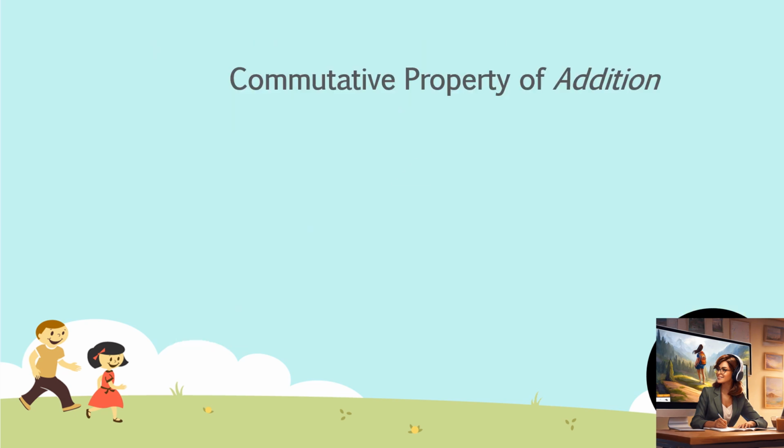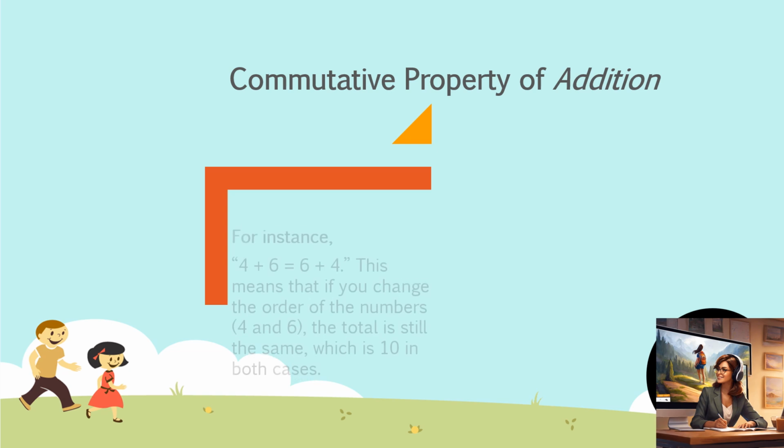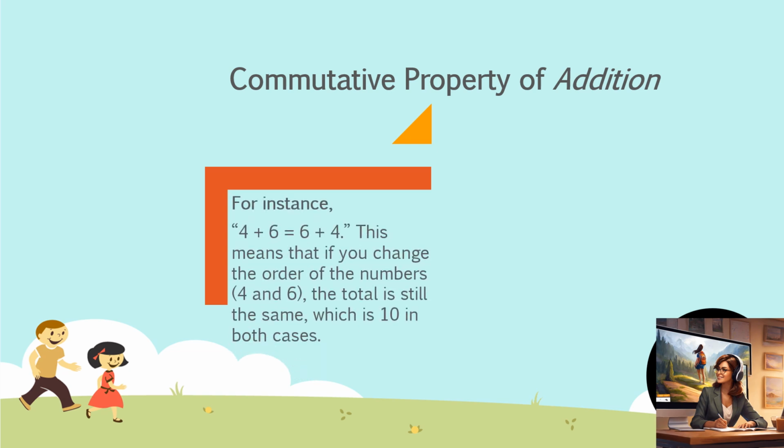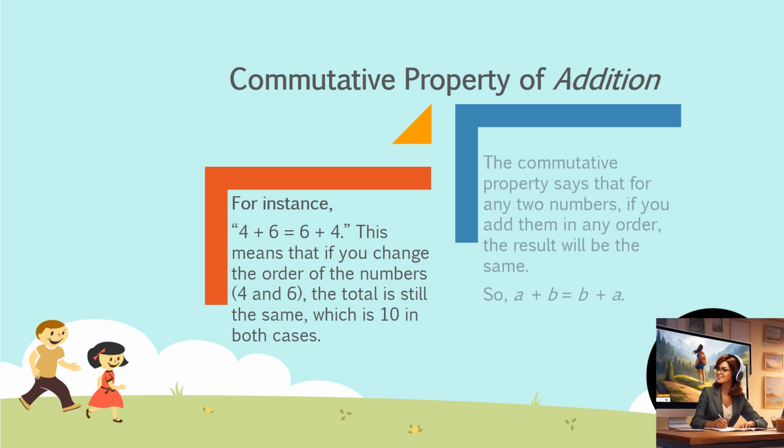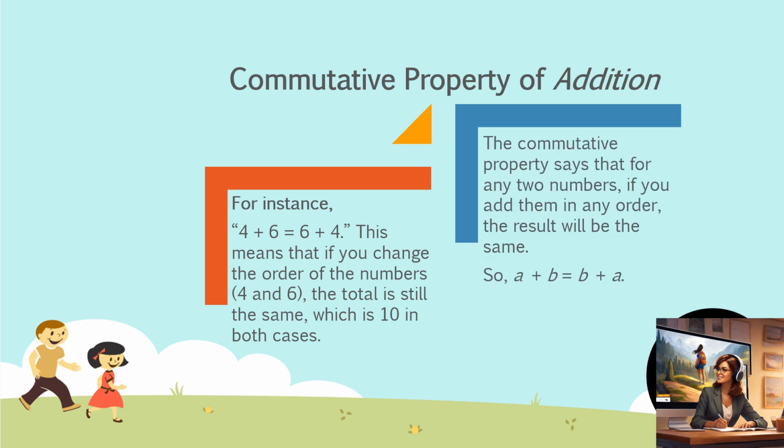In this slide, we are focusing on the commutative property of addition. This property tells us that when we add two numbers, it doesn't matter which order we use, the sum will always be the same. For instance, 4 plus 6 equals 6 plus 4. This means that if you change the order of the numbers 4 and 6, the total is still the same, which is 10 in both cases.